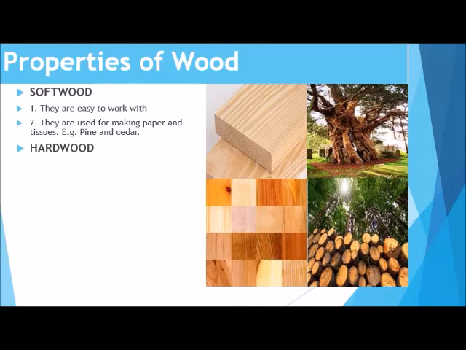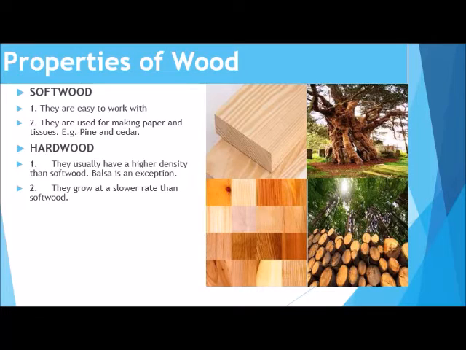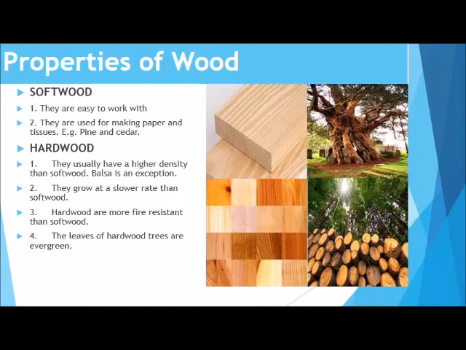Let us look at hardwood. Their properties. 1. They usually have a higher density than softwood. Balsa is an exception. 2. They grow at a slower rate than softwood. 3. Hardwood are more fire resistant than softwood. 4. The leaves of hardwood trees are evergreen. 5. They are used for making quality furniture in terms of strength.